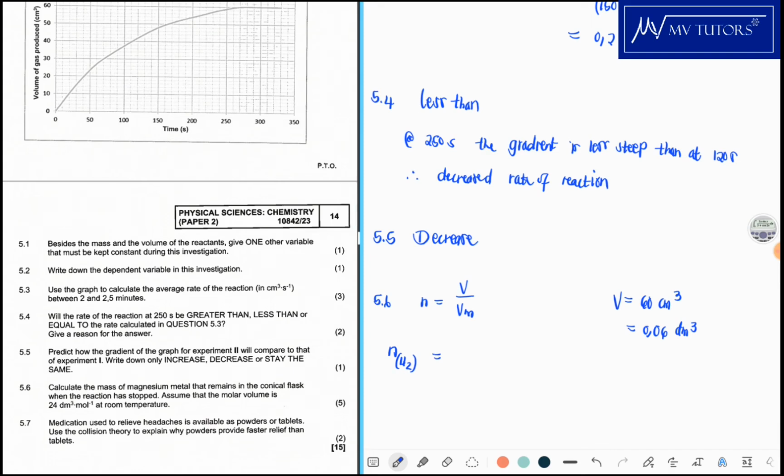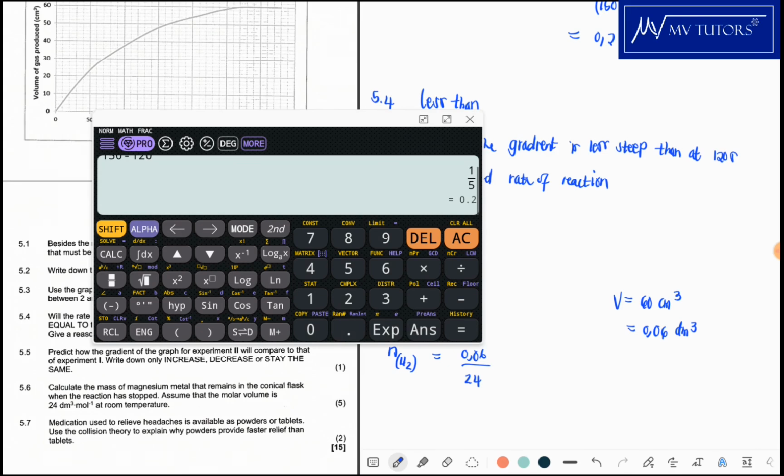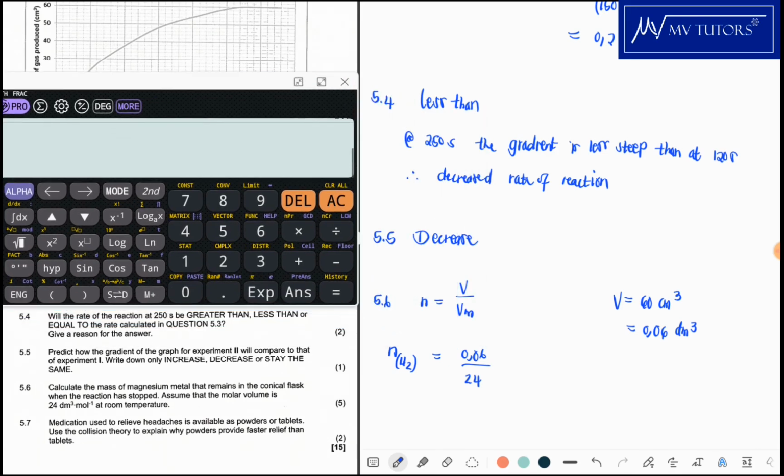So that will be equal to the volume, which we determined it to be 0.06 over the molar volume, which is 24. So let's just calculate and see what that is equal to.